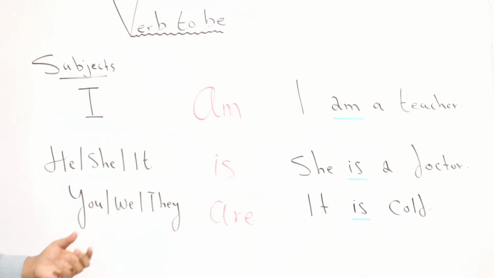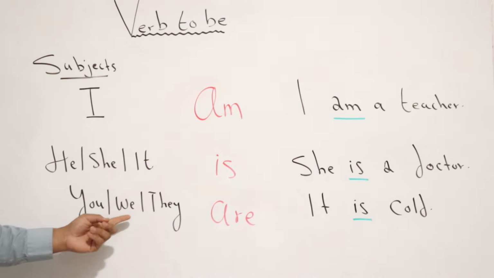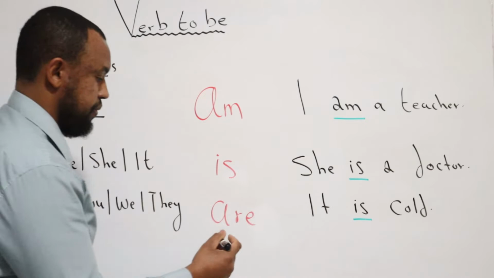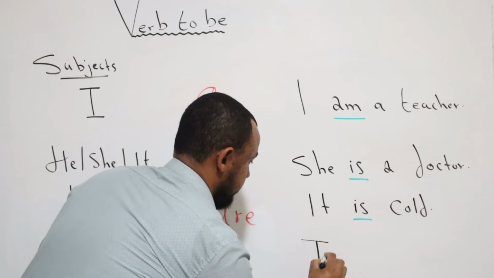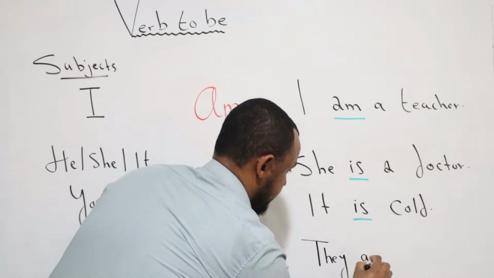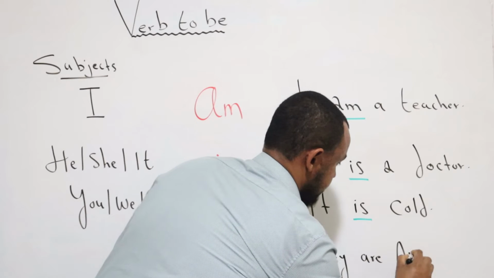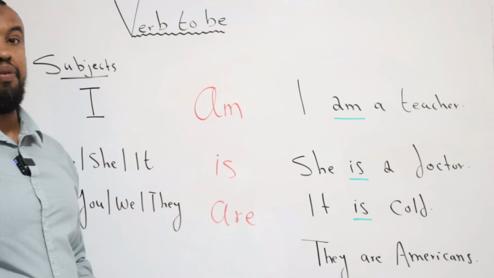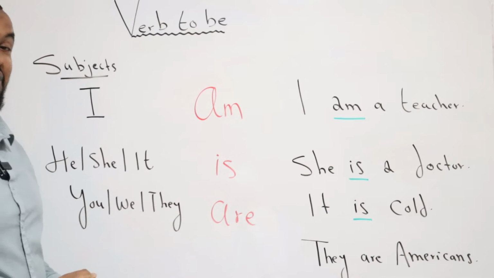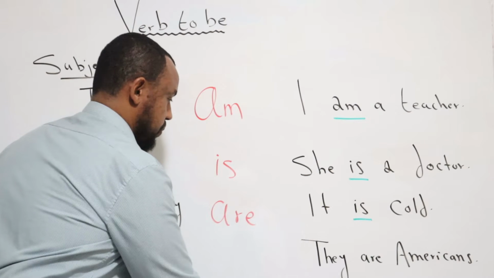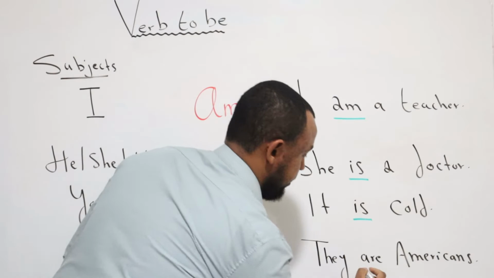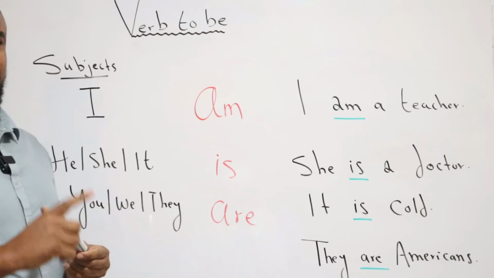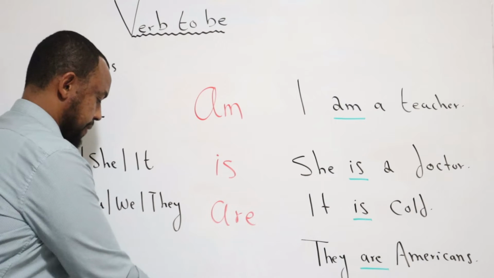Okay? Now, with the subjects you, we, and they, we said that we use the verb to be are. So, for example, they are Americans. Okay? They are Americans. Or you could say they are British. Okay? Or they are nice. So, with they, we've used the verb to be are. Clear?